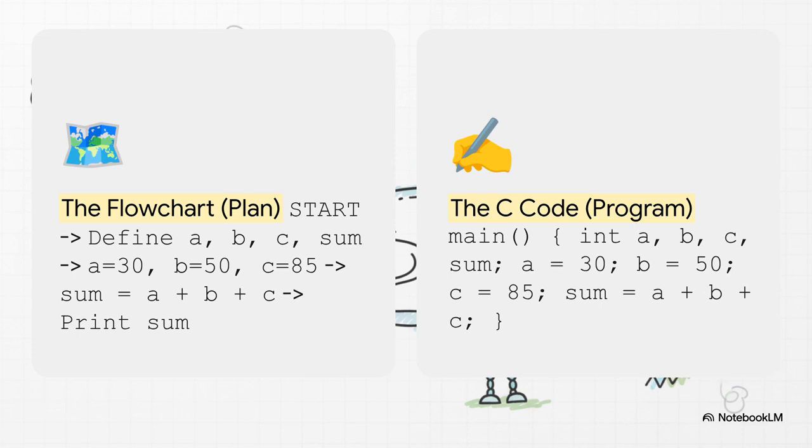Boom, here's the big reveal. On the left, you see our simple flowchart, our plan. And on the right, that's the real C code. Just look at how one translates directly to the other. Define A, B, C, sum becomes int A, B, C, sum. We're literally just making our little integer boxes. The math part, sum equals A plus B plus C, looks exactly the same. And print sum, that just turns into printf, which is C's command to show something on the screen. It's a perfect one-to-one translation from our plan into code.